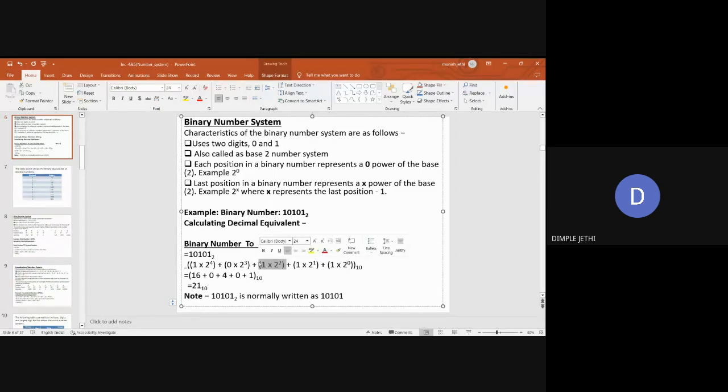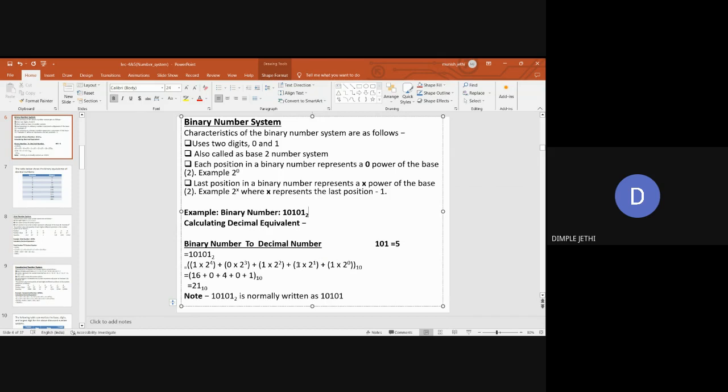Third digit. So here 2 raised to power 2. I know that this will be multiplied by 2 raised to power 0. This will be multiplied by 1. This will be multiplied by 2 raised to power 2. So this will give me 4 plus 1, 5.